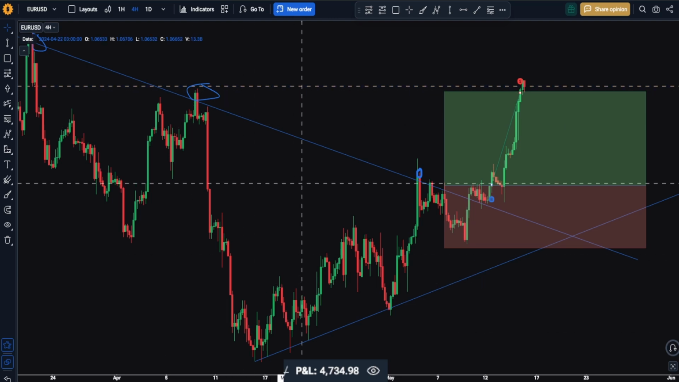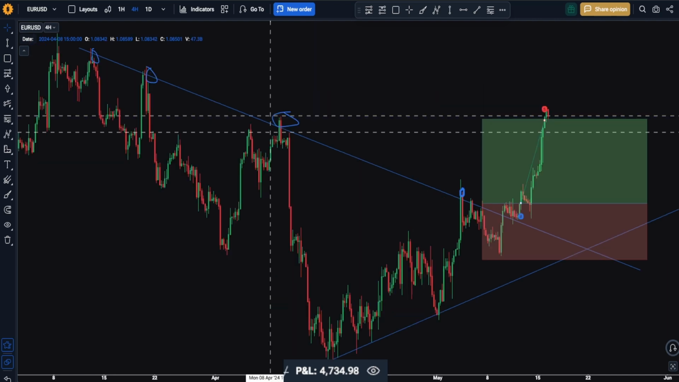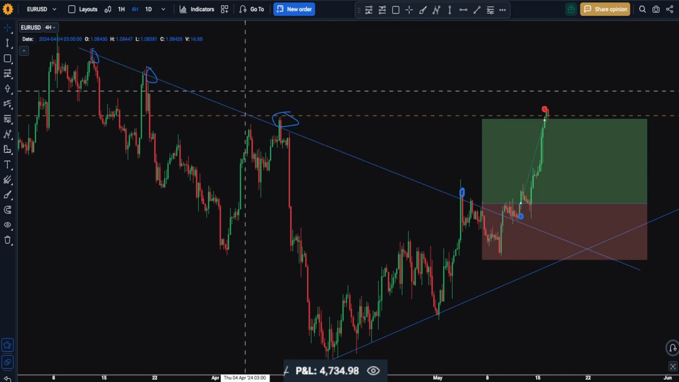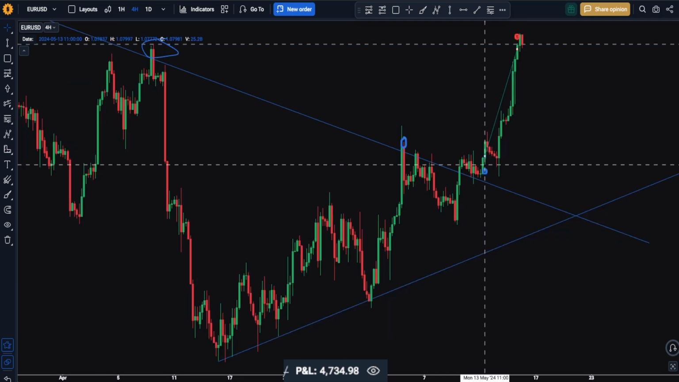Let's analyze the factors that contributed to this outcome. Number 1, trend line validation. 4 touches over 1 week long period confirmed this trend line as market recognized resistance level with consistent price reactions. Number 2, breakout structure.